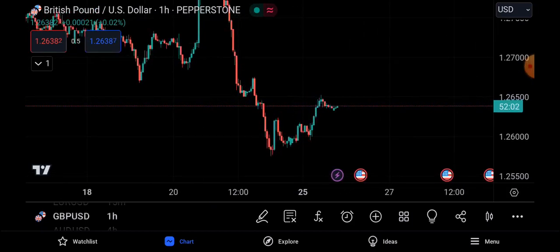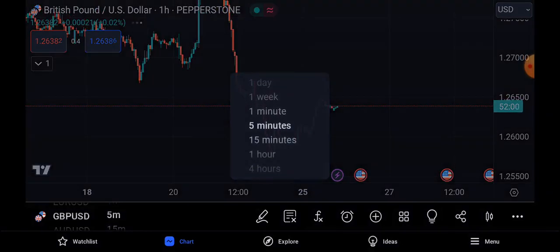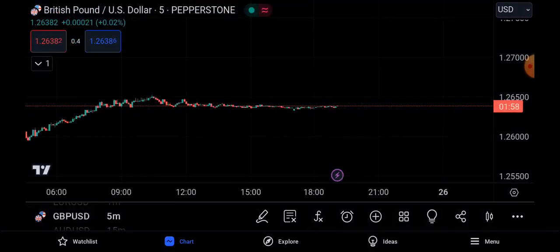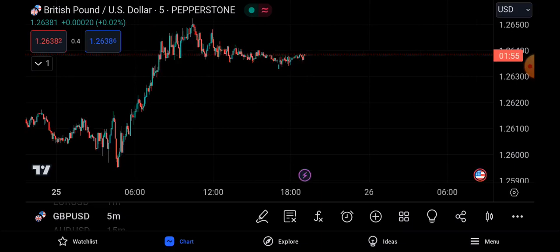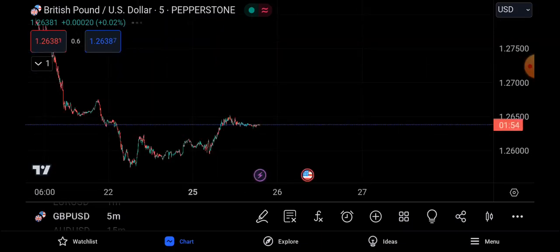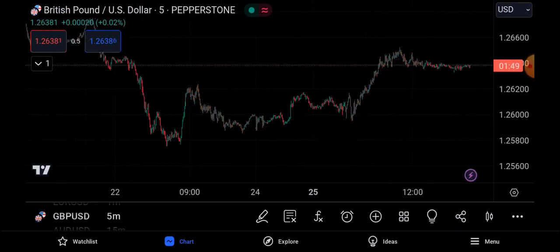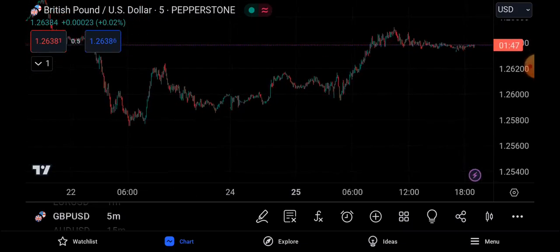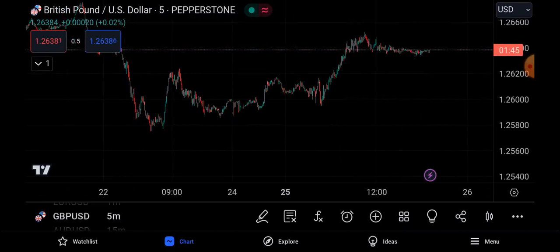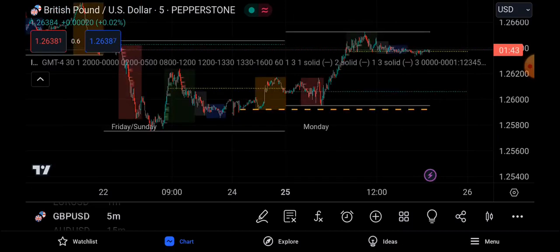Let me try and explain. Let me move to my entry time frames. I use the 5 minute for my entries. Let me try and explain this entry. Okay, I'm going to turn on my indicator. It's going to get slightly messy, but I hope you guys can follow.